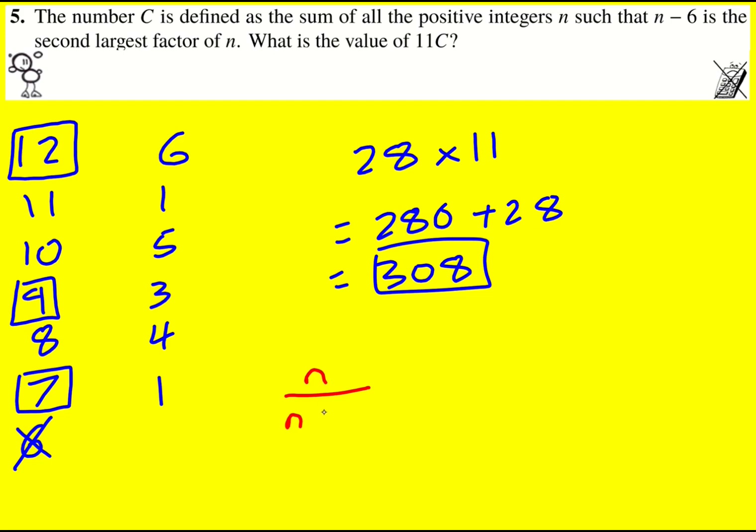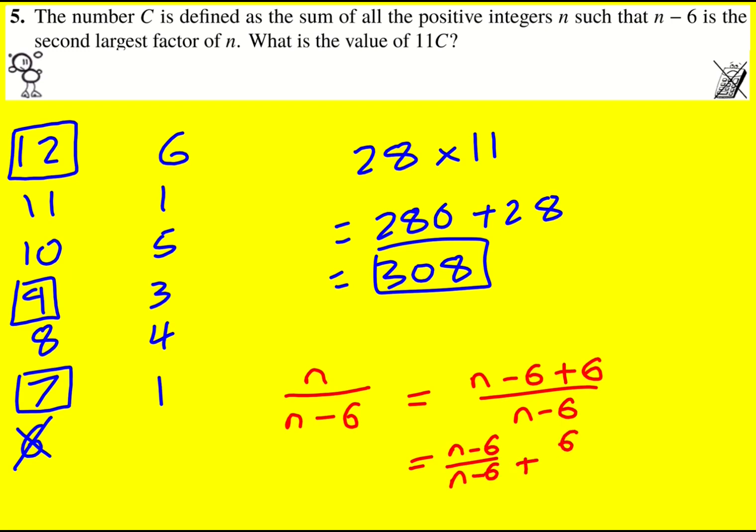So what I did is I wrote n over n minus 6, and I know that has to be a whole number because n minus 6 is the second largest factor. So if I just look at n minus 6 being a factor of n, then I'm looking for the solutions of n over n minus 6 integer values when n is also an integer. And the trick here is to write it as n minus 6 plus 6 over n minus 6, which becomes n minus 6 over n minus 6 plus 6 over n minus 6, which is 1 plus 6 over n minus 6. This is now more manageable because I've got 6 at the top rather than n.